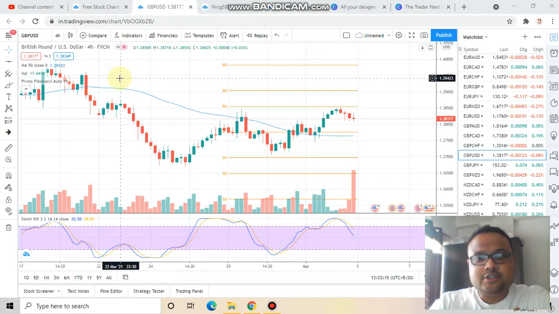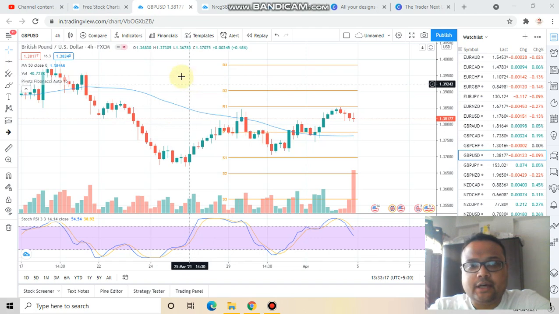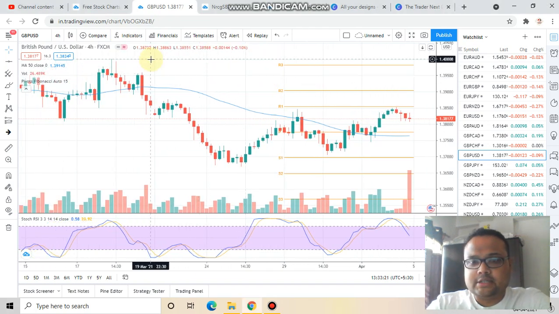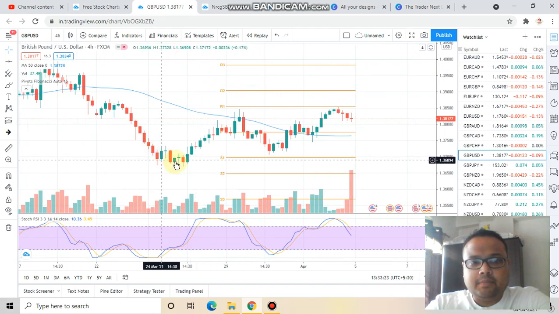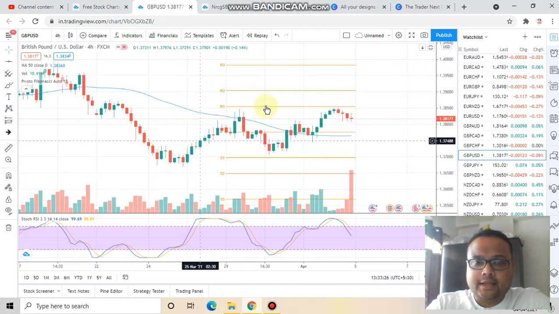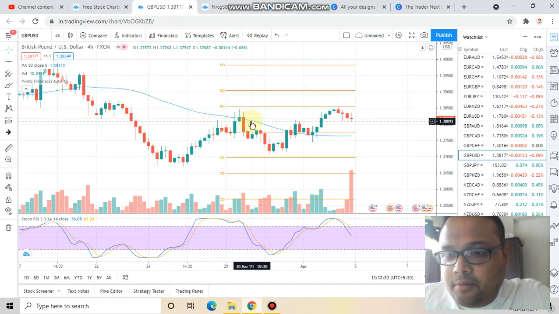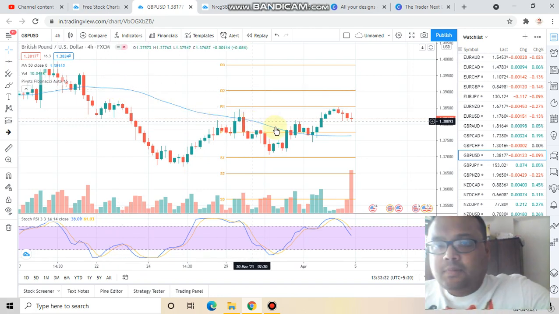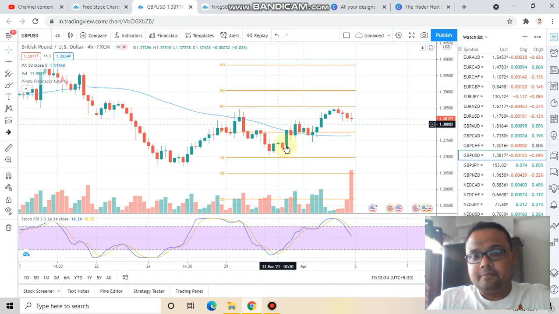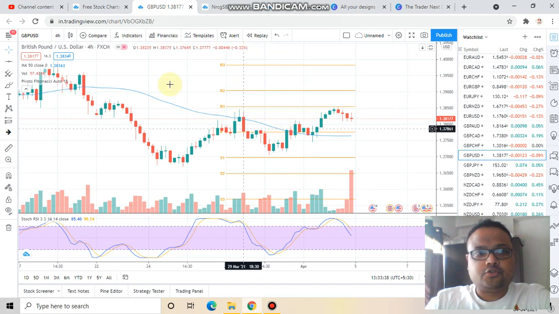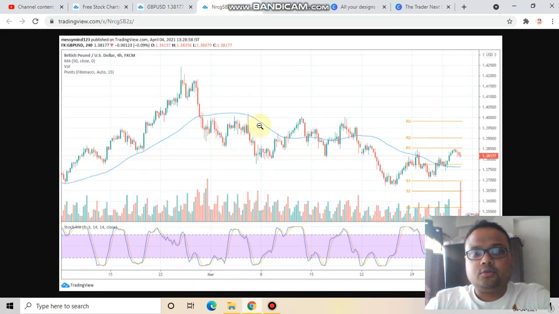So this is the chart of GBP USD in front of us right now. And as we all know, market is more or less in a downtrend. Market made a low and market went up. We were expecting that the market would get resistance at the 50 moving average, but market crossed the level. And market is right now trading here. So what should be our strategy then? Let me take you to this chart.